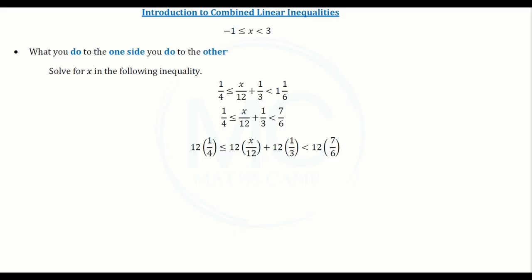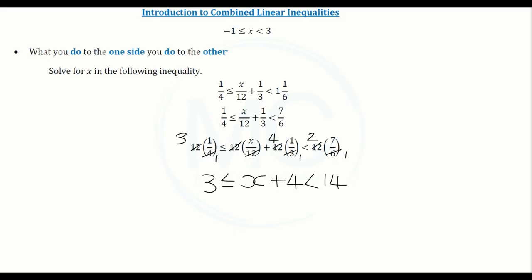And now we can cancel. 4 divided by 4 is 1. 12 divided by 4 is 3. 3 multiplied by 1 is simply 3. Now we have smaller than or equal to. Here our 12's cancel, and we're left with x. And our next fraction, divided by 3, gives us 1. Divide by 3 gives us 4. 4 multiplied by 1 is 4. So we can say plus 4 is smaller than. Divide by 6 and we get 1. Divide by 6 and we get 2. 2 multiplied by 7 is 14.